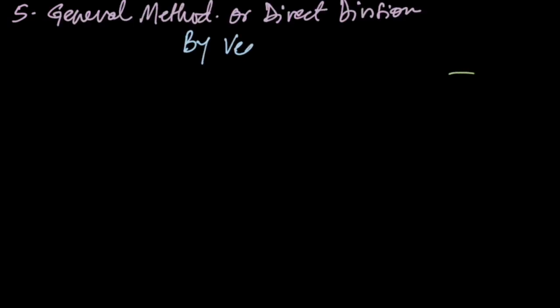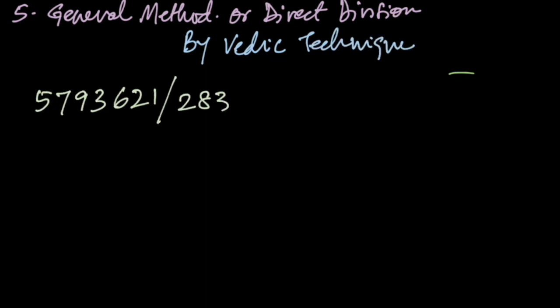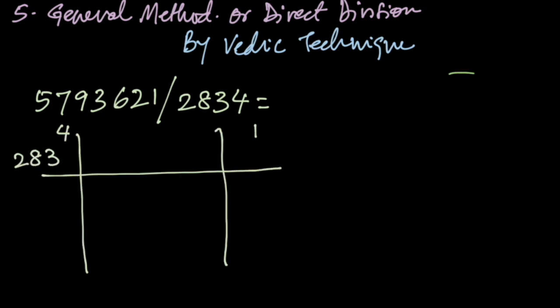Now let's talk about the general Vedic technique of division. Suppose we have to do this calculation. First we write the numbers like this. The one's place of the divisor is separated out like this, and the rest of the divisor is over here, and the one's place of the dividend is kept separately over here, and the rest of the number is put in the middle.